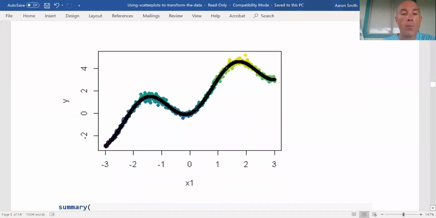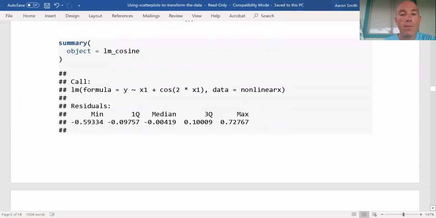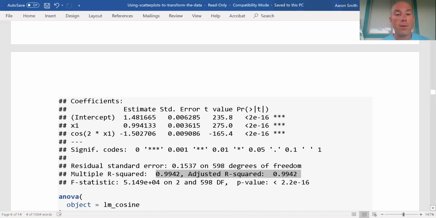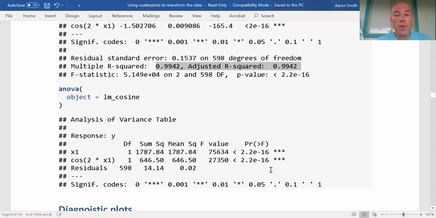Let's take a look at the summary and the ANOVA. All right, so all of these are statistically significant. This is looking really good. I cannot ask for a better R squared, adjusted R squared. They're also close to each other, which is consistent with me not overfitting. I look at the ANOVA, and the ANOVA is looking good, so I'm feeling really good about this.